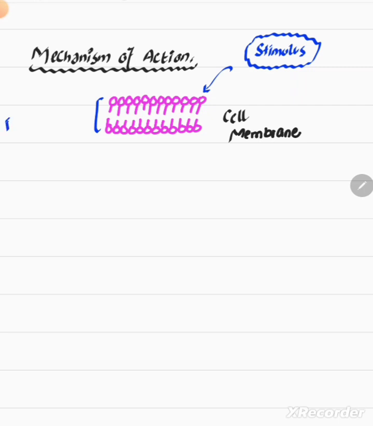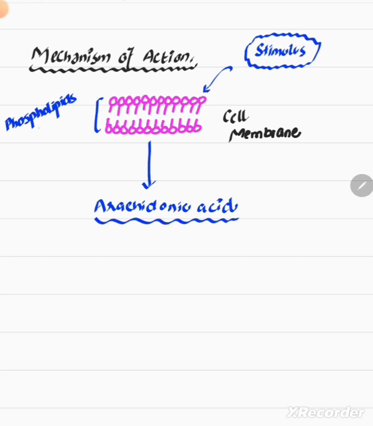The composition of the cell membrane includes a compound which is known as phospholipids. And in this phospholipid, we have another molecule sequestered, which is known as arachidonic acid. What actually happens is that in response to any stimulus, this arachidonic acid is released from the phospholipid of the cell membrane by an enzyme known as phospholipase. So with the help of this phospholipase enzyme, this arachidonic acid is released from the phospholipids of the cell membrane.